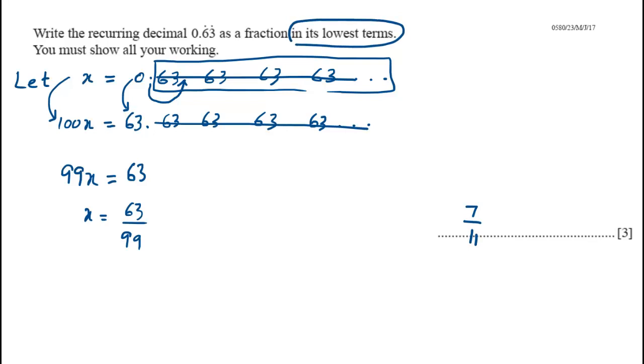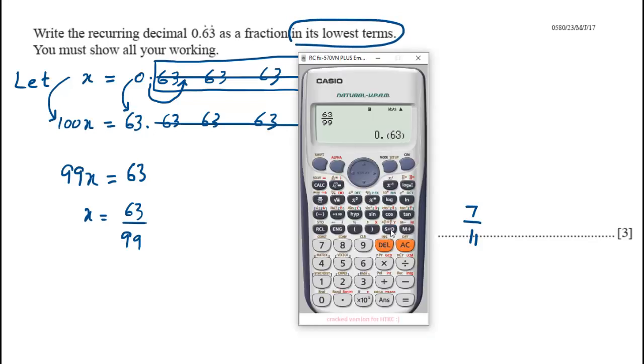So let's check this. Yeah, it is correct, 0.636363. And this 4, which is actually 3, is because it is rounded up. After 3 there is 6, so if you round this it will become 4. So that's why it is 4, otherwise it is 3.